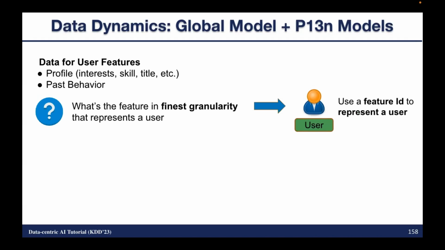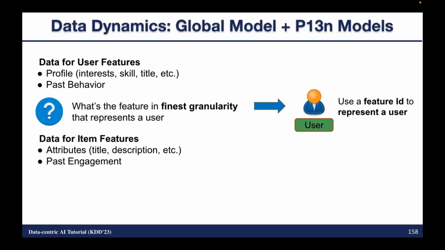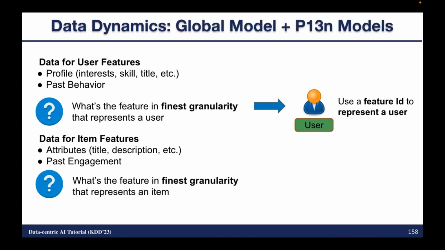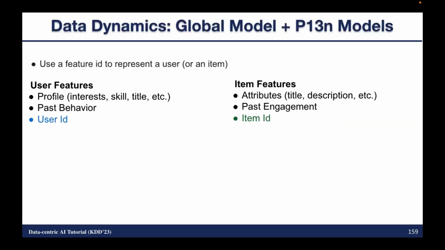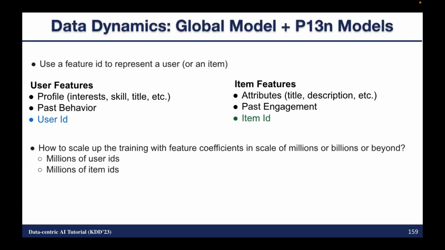What if you just use the ID of this user to represent the user as a feature? And the same thing for the item side. In addition to all the item-related attributes and past engagement, the finest granularity to represent the item would be the item's ID. By adding these two ID features, it exponentially increases the training data, because in some applications you can easily get hundreds of millions of user IDs or item IDs. And that is not even to mention how you cross these ID features with other features. Then how to train them efficiently and how to serve them efficiently becomes a challenge.